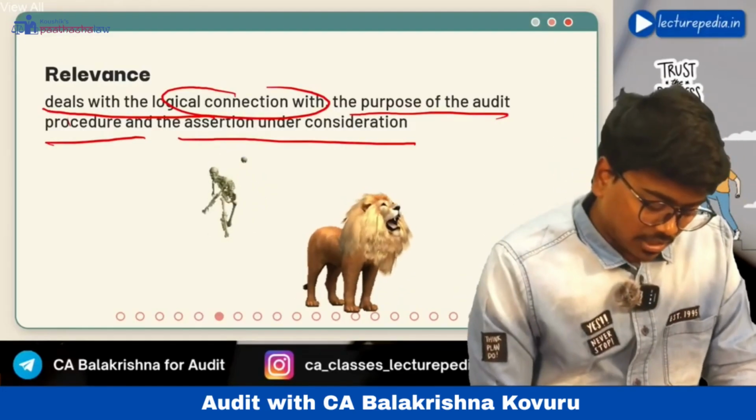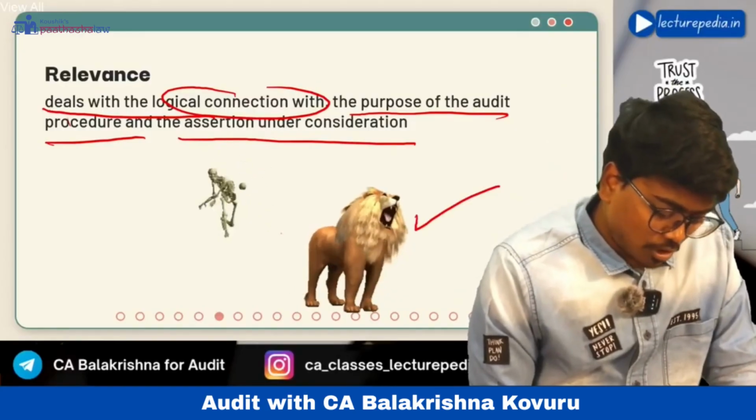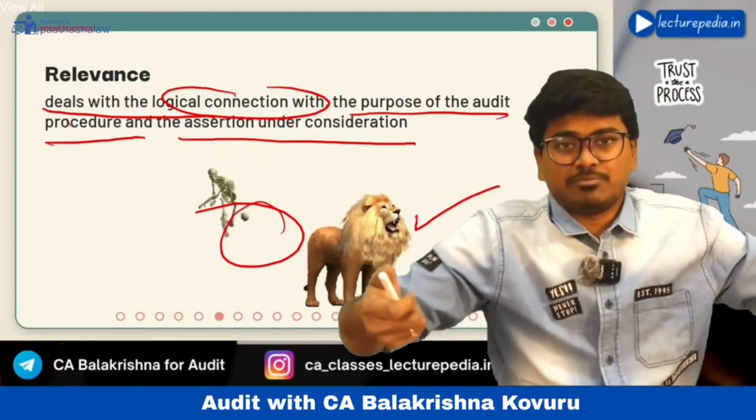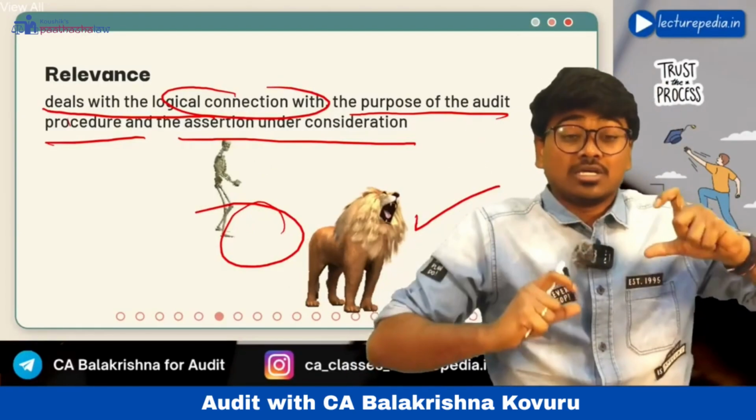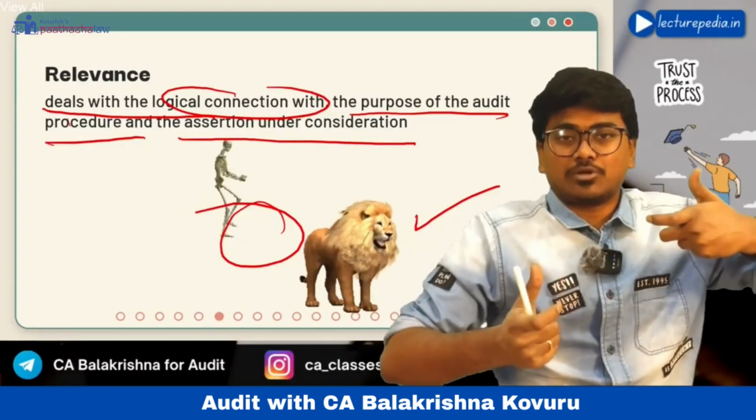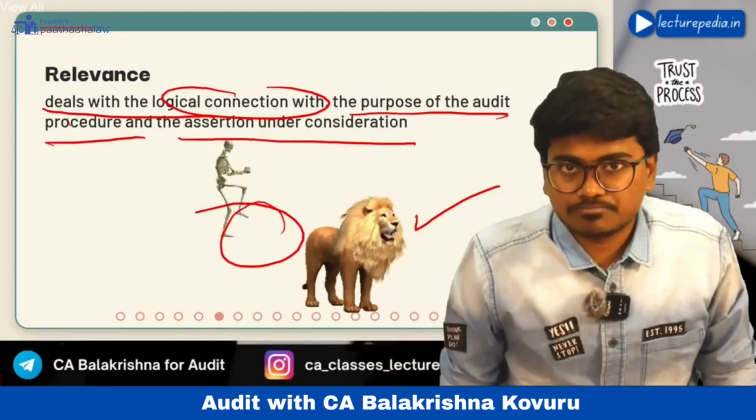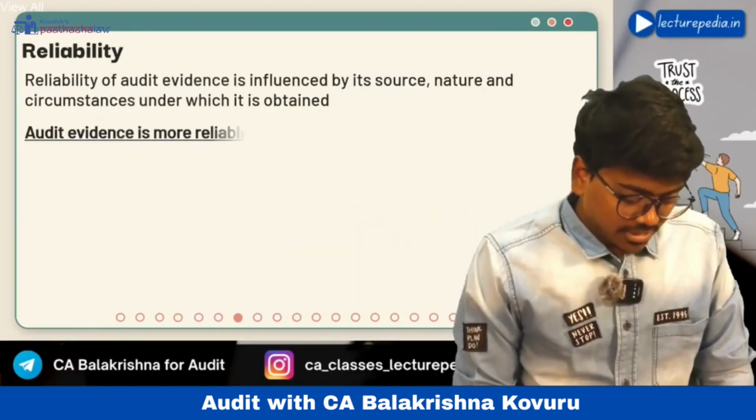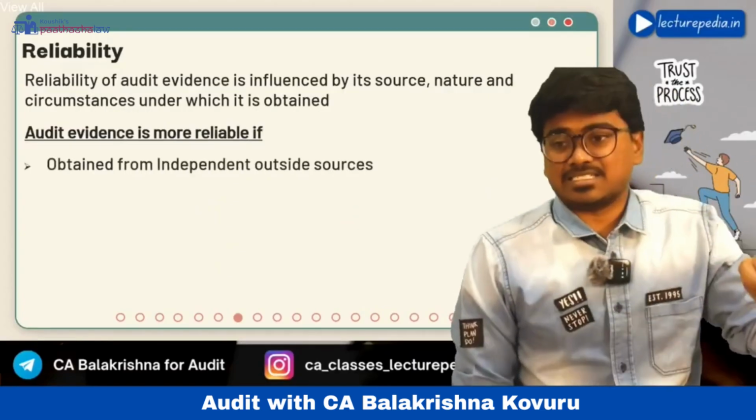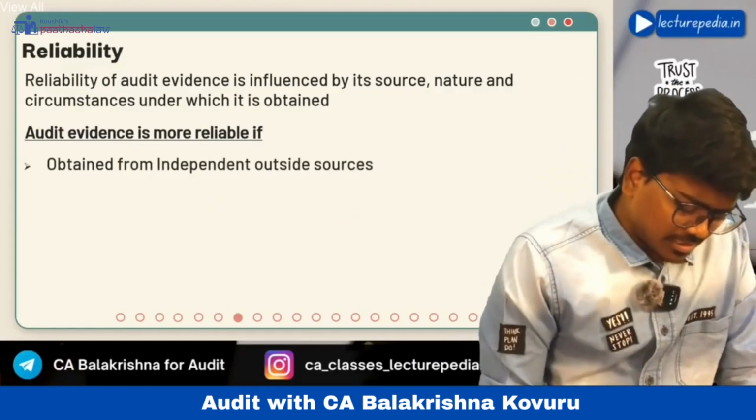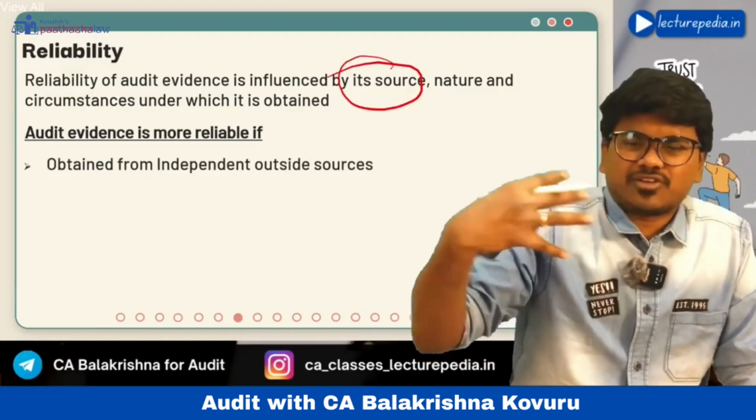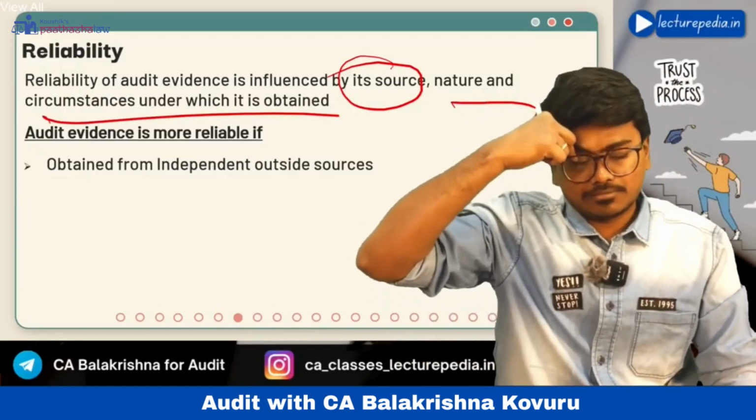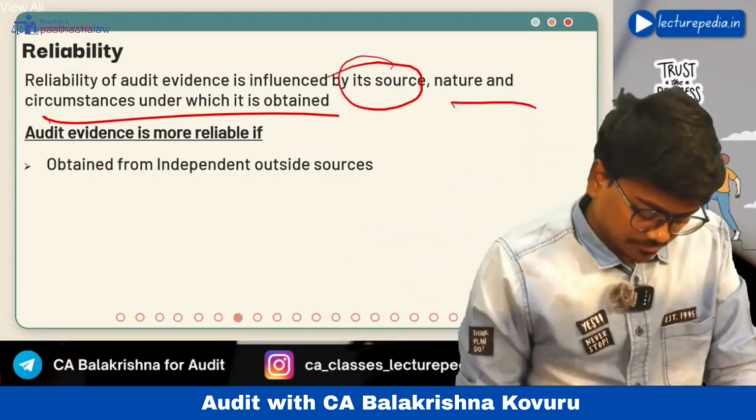Okay, see, you cannot hit a lion with a small stone, right? For killing a lion, you need huge equipment or huge knives, right? So there should be relevant audit procedure or relevant audit evidence that you have to obtain. Okay, next, reliability. First of all, reliability is influenced by the source from which it is obtained, and the nature and circumstances under which it is obtained.